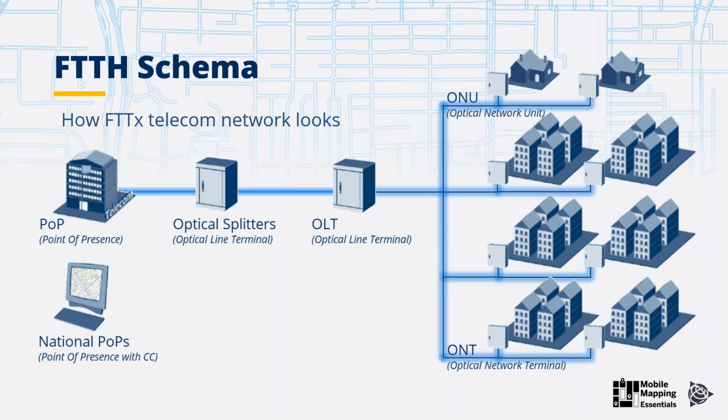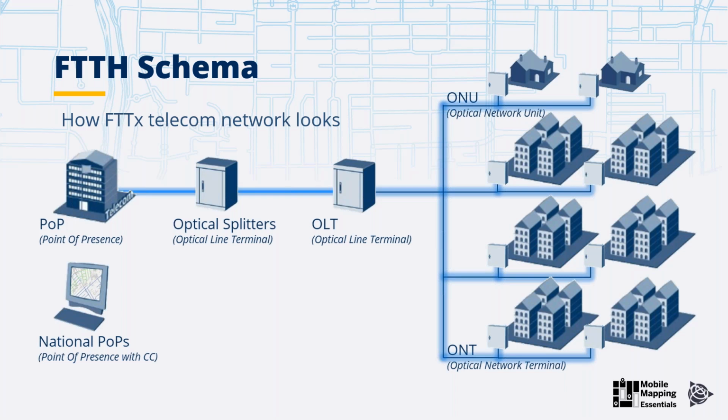Imagine that in a country, you might have a small number of these national POPs, which are kind of control centers. For example, I think in Italy, we have 3 of those covering all the country. And that's basically the core. That's where the network is managed and controlled and services are distributed.